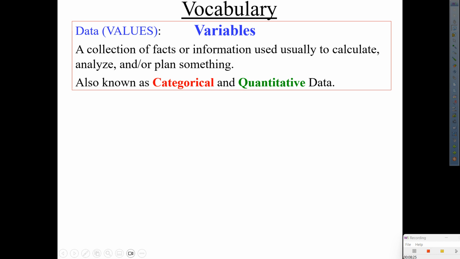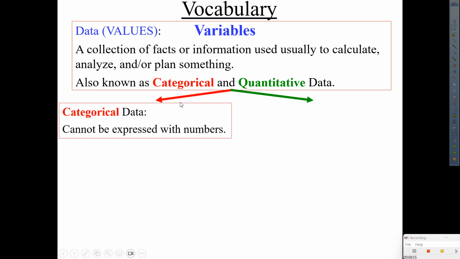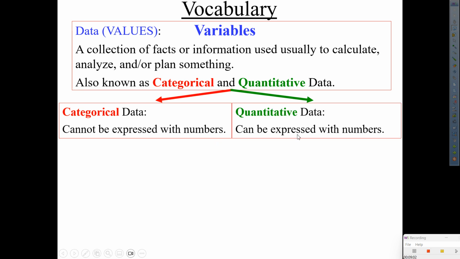All right, looks like Rianne got it. Very good, Rianne. I see you. Jessica's got it. All right, Mitos, what are categorical? Can be expressed with numbers, and of course, quantitative can be expressed with numbers.